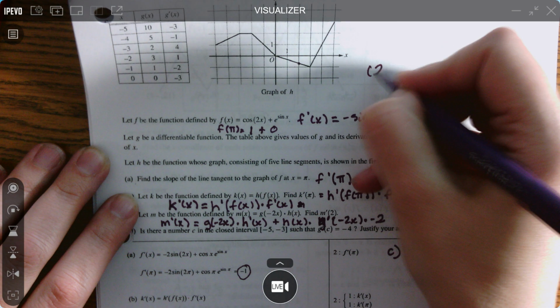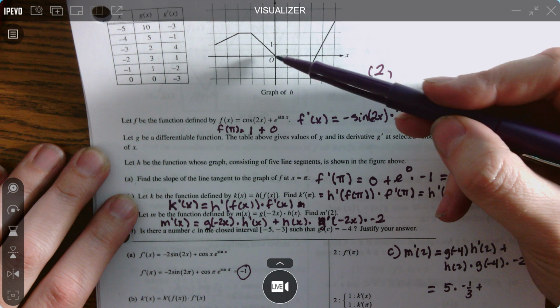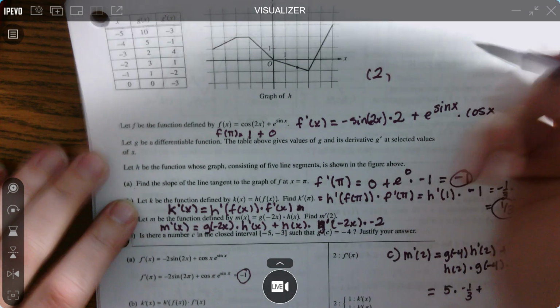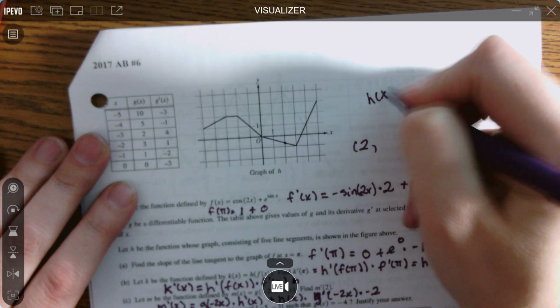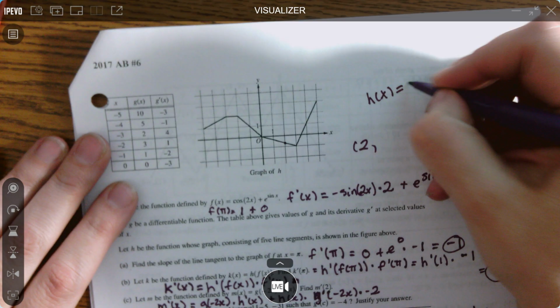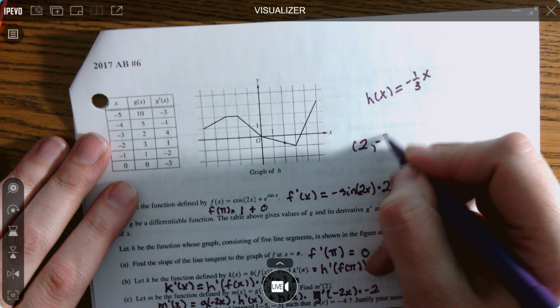That's going to be 2, comma, and I don't know. I'm trying to think if I just want to figure out how many it goes up and over, or if I'd rather write the equation of the line. So I think h of x for that particular location would just be -1/3 x. And so I'm going to plug the 2 in there and just get -2/3.